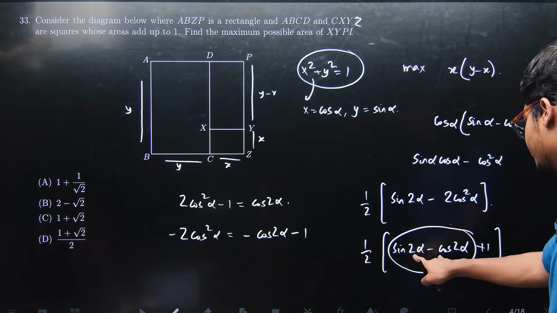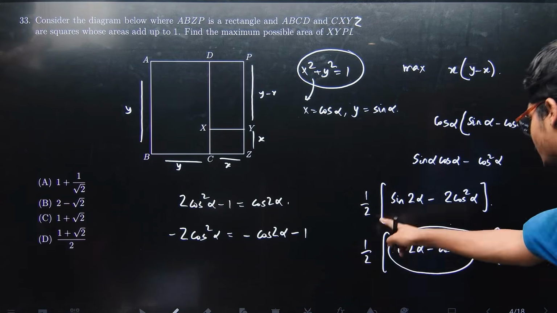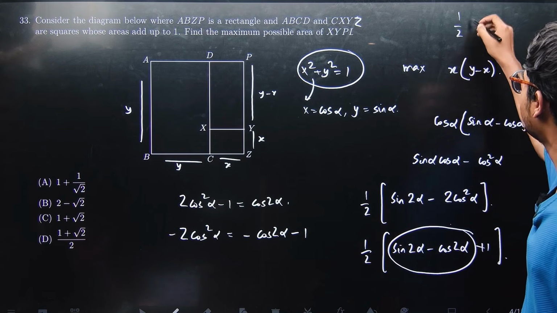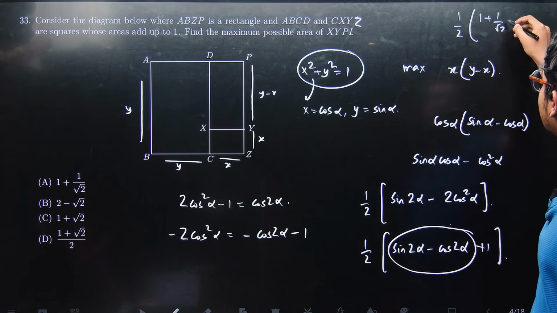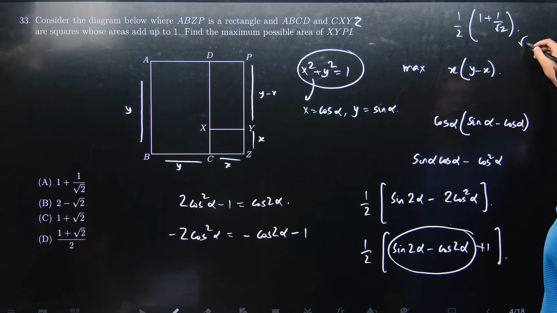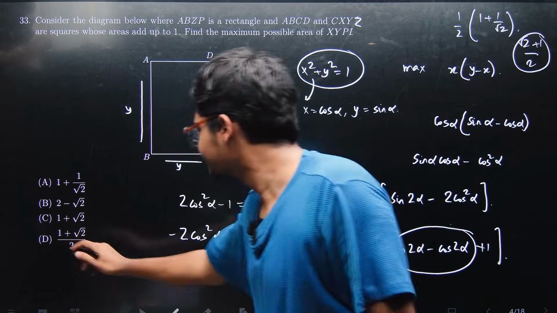So this is going to be bounded by 1 by root 2 plus 1. So this overall quantity is bounded by half of, okay? So this just gives you root 2 plus 1 by 2. That is the maximum possible area, which is option D.